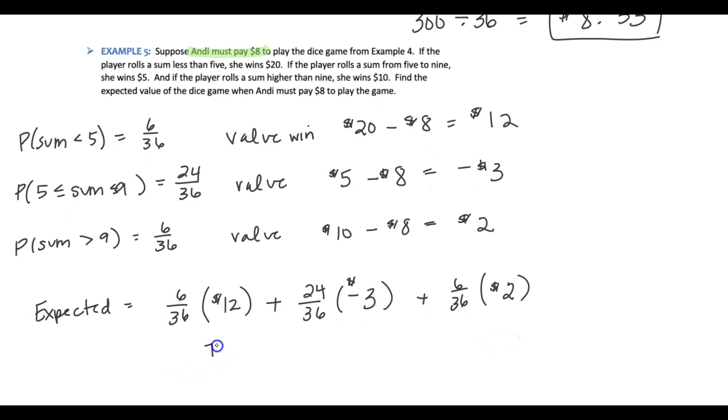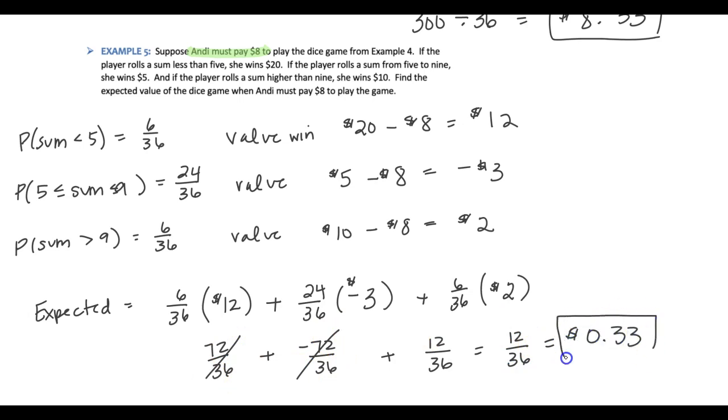Simplifying, we get 72 out of 36. In the middle product, we end up with negative 72 out of 36. And the final one, 12 out of 36, which gives us an expected value of 33 cents.